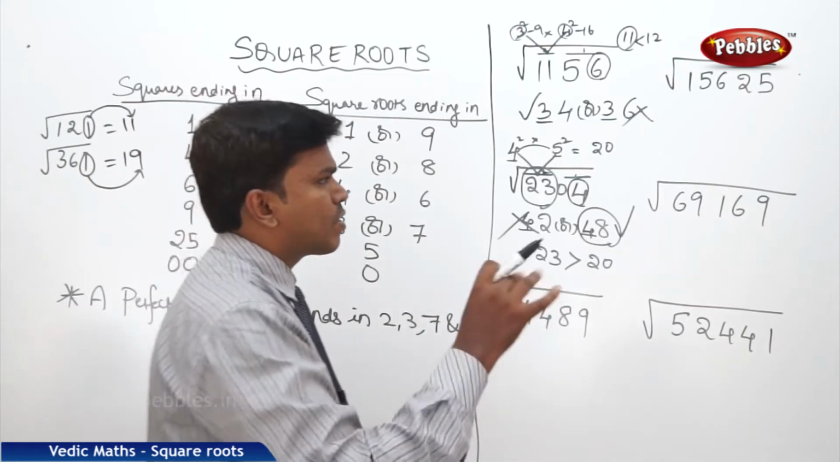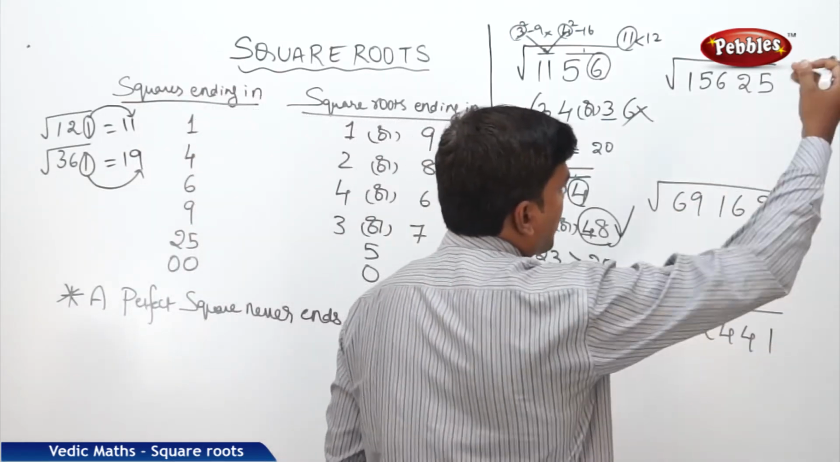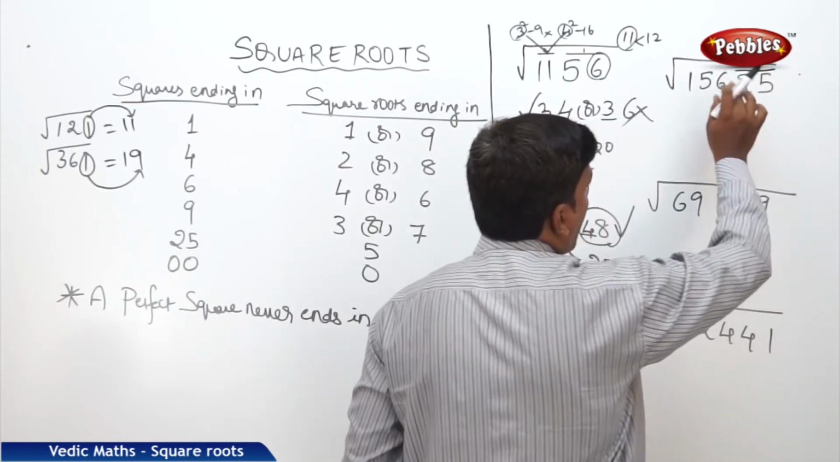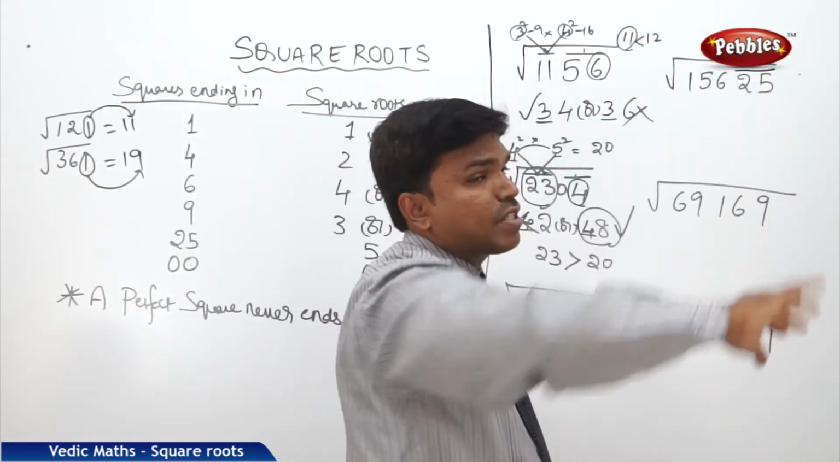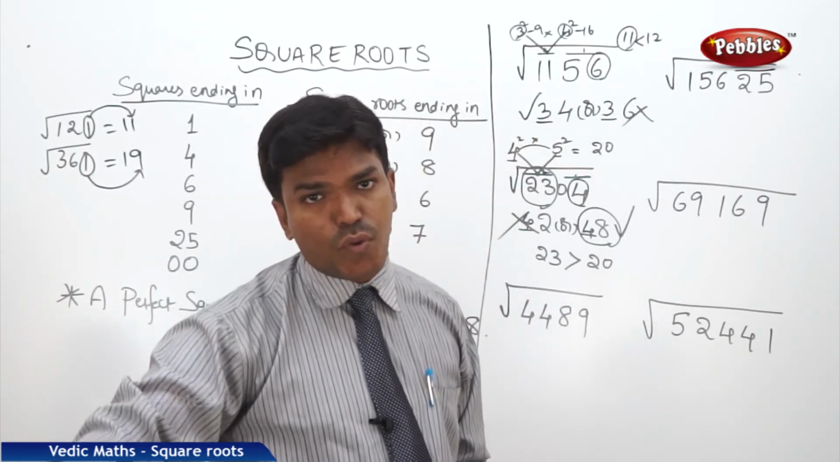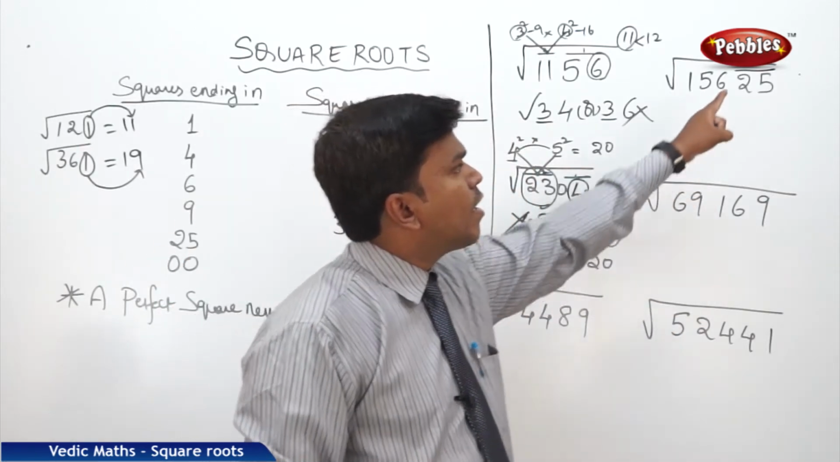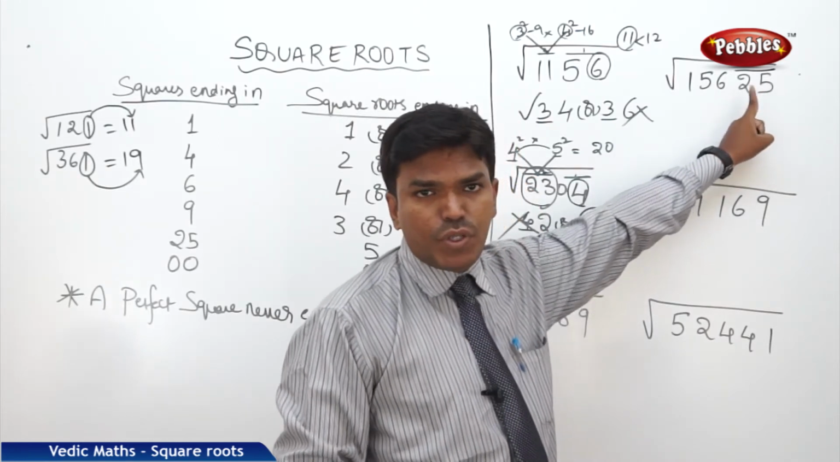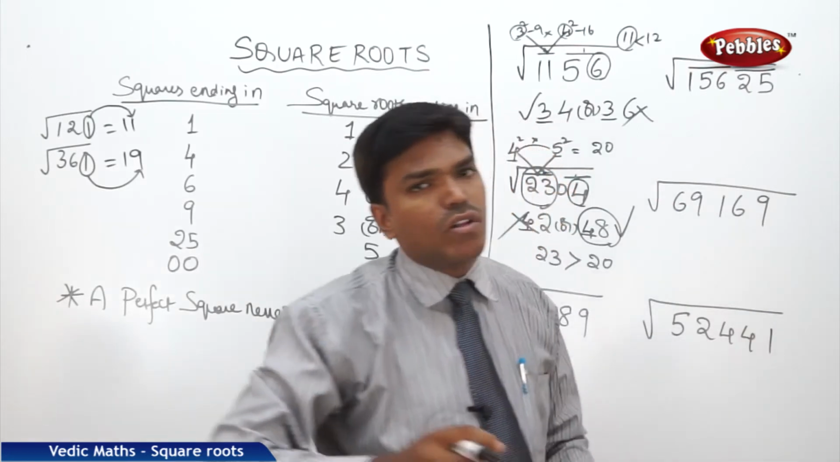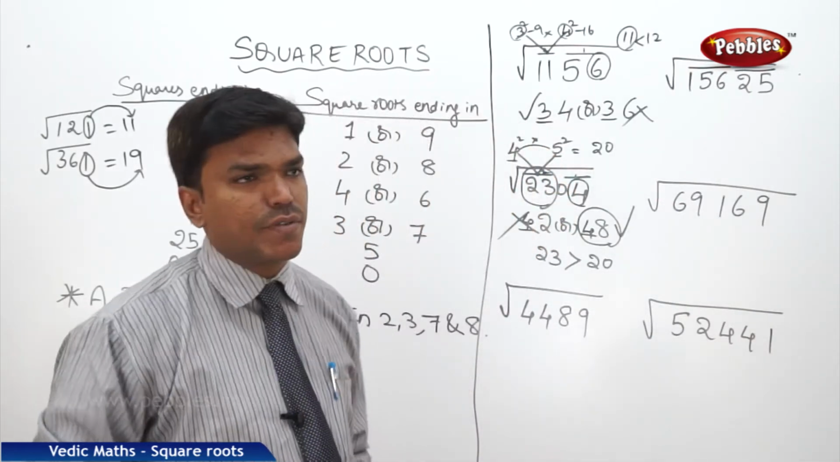And one more thing, I will solve one more problem for you. Start from the right side. Whenever it is a 5-digit number, what is my best suggestion? Whenever you are finding the square root of a 5-digit number, first do the partition for 2 digits and then take all the remaining 3 digits at a time. It will be much better.